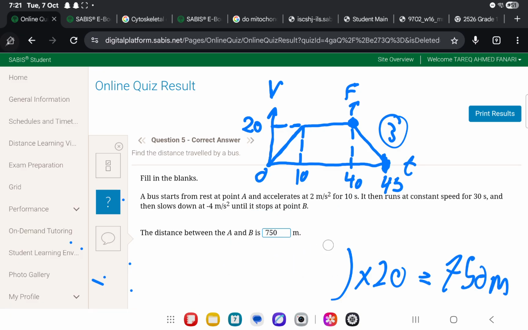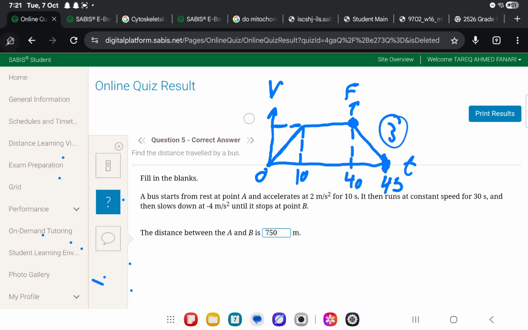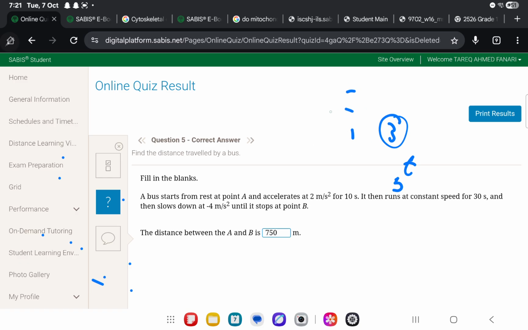Now, if you didn't understand, keep watching. If you did understand, skip ahead in the video. I don't want you guys to get confused because I'm going to use the equations now, as a backup method in case you didn't understand the graph. But I don't want to confuse you guys. So if you understood the graph, just go on to the next question. If you didn't understand, keep watching.